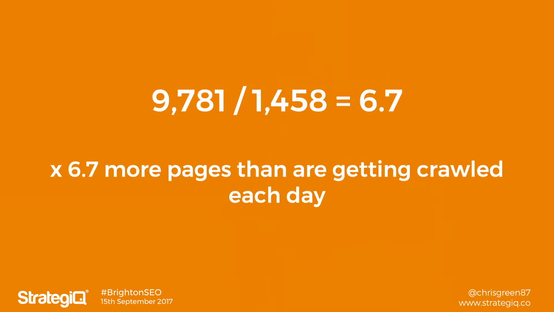So to take this example further, number of pages divided by crawl per day gives 6.7. So that's 6.7 times more pages that your site has than what is being crawled daily. Now, what does this mean? It doesn't mean that it's going to take 7 days for your site to be crawled, that Google will start at one point one day, it will stop, and then it will carry on from that point until it reaches the bottom and then starts again. It's not linear like that.